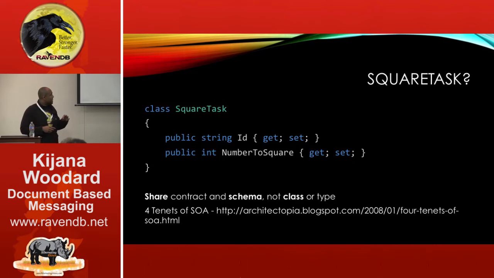There's a general idea that you should share contract and schema and not class and type. But as developers with a compiled language, we feel, oh, we'll just have our own NuGet repository, we'll put the class in there, and we'll just share it everywhere, right? And that seems to work at first. It kind of breaks down over time.